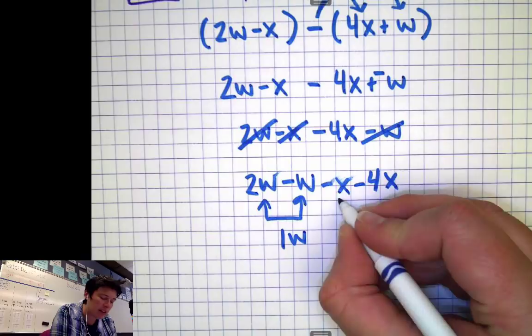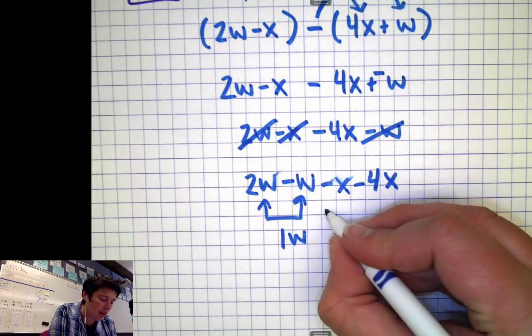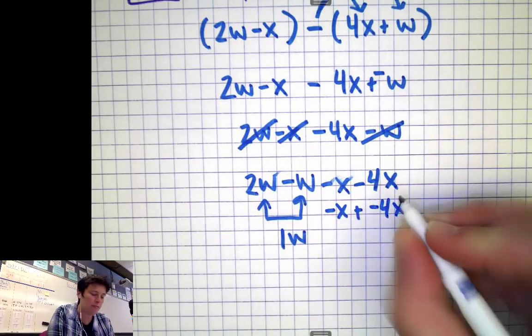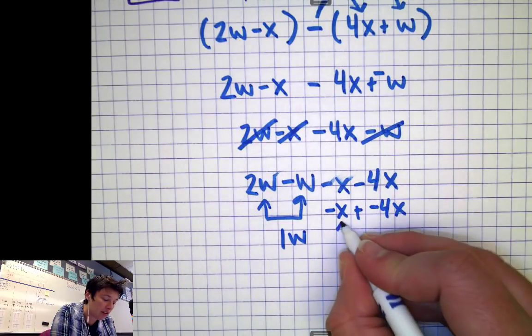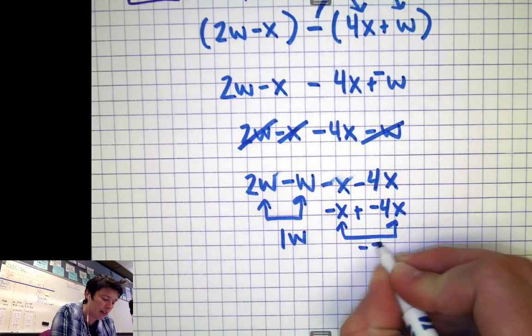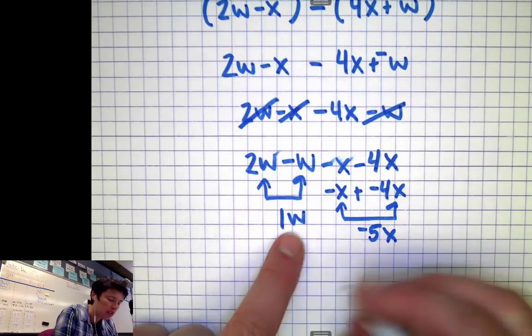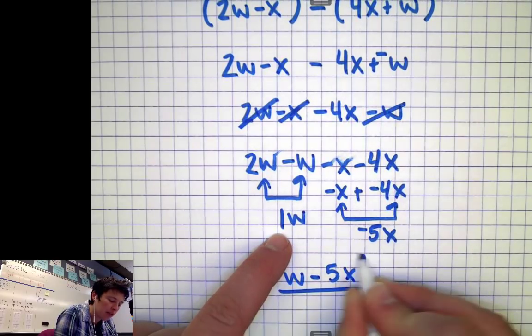And then this negative x minus 4x, that's kind of complicated. It's actually KCC: keep the negative x, change it to adding a negative 4x. They're like terms. A negative x and a negative 4x add up to a negative 5x altogether. So we have 1w and we have minus 5x. I'm just going to write that as w minus 5x, and that is our simplified solution.